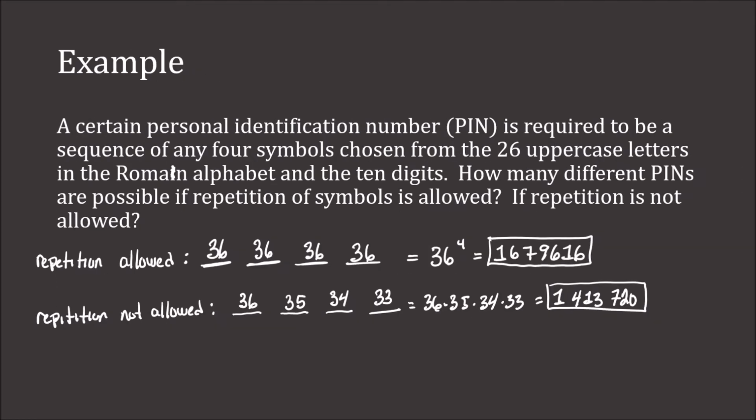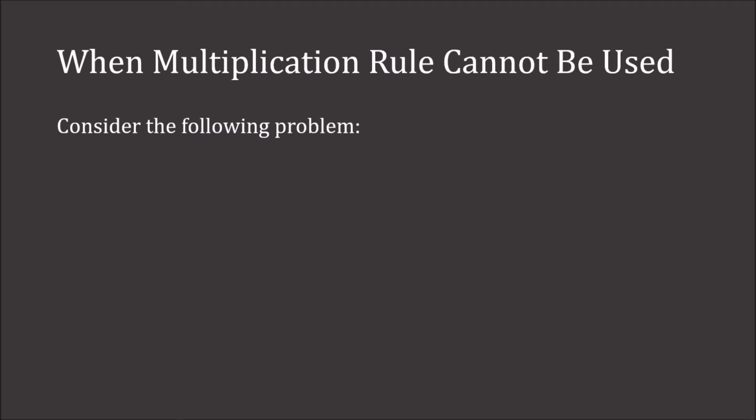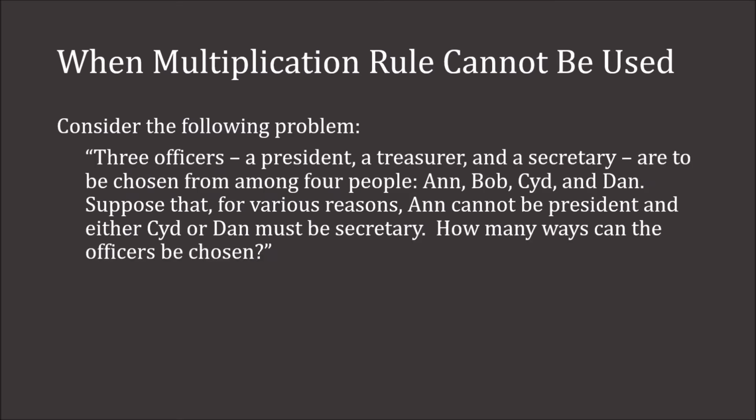All right, so let's consider the following problem. Three officers, a president, a treasurer, and a secretary, are to be chosen from among 4 people: Anne, Bob, Sid, and Dan. Suppose that for various reasons, Anne cannot be president, and either Sid or Dan must be secretary. How many ways can the officers be chosen?